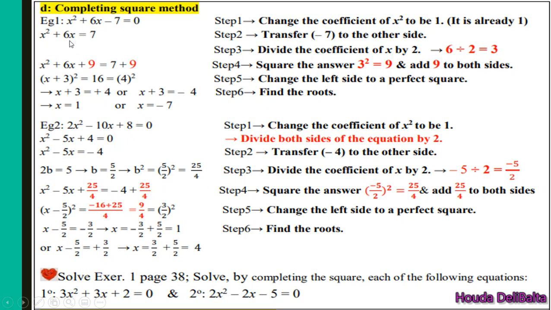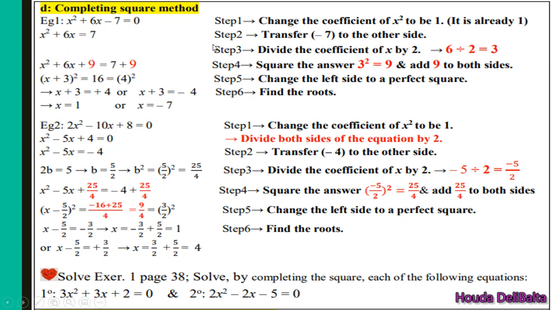And here we start with example 1: x squared plus 6x minus 7 equals 0. Step 1. Change the coefficient of x squared to be 1. Here it is already 1. If the coefficient of x squared is 2 or 3 or whatever, all we have to do to change it into 1 is to divide the whole equation by the coefficient we have.